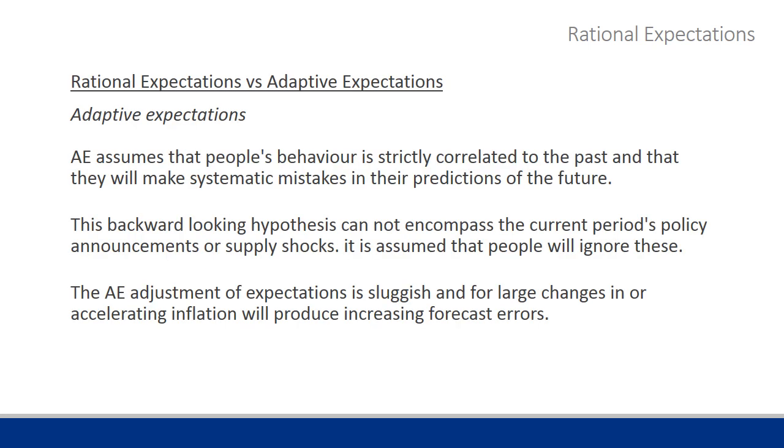Summing up then, let's compare rational expectations with adaptive expectations. For adaptive expectations, AE assumes that we're all backward looking and our guesses are strictly correlated with past information. In other words, it's possible that we'll make systematic mistakes. In other words, forecast error will not be eliminated. It's backward looking and cannot encompass things like policy announcements or supply shocks such as sudden increases in the oil price. It's assumed that people ignore these events when they're formulating their expectations of the next period.